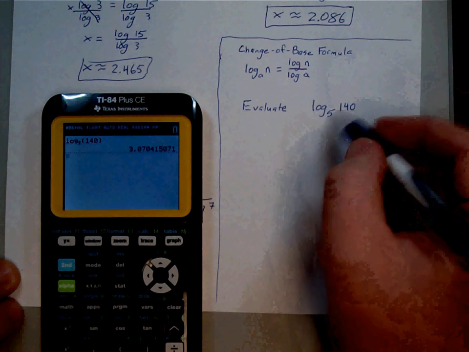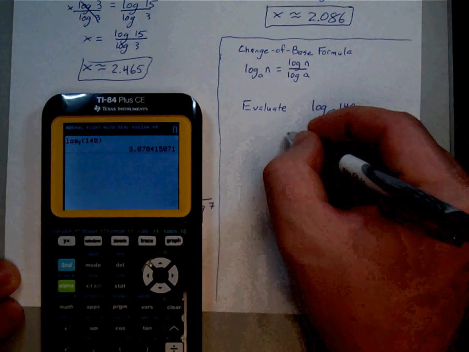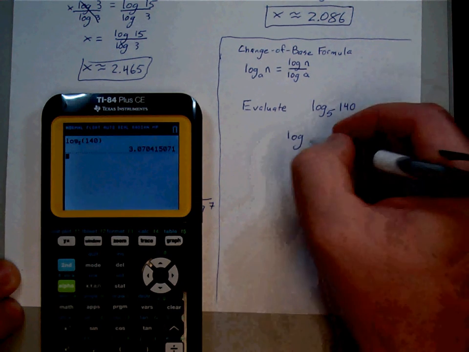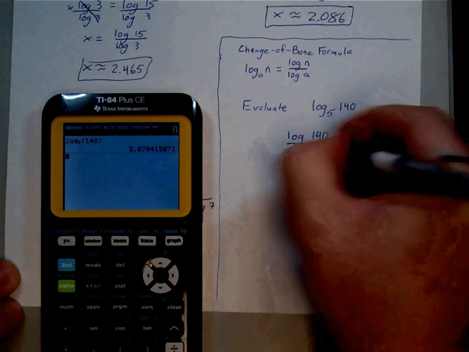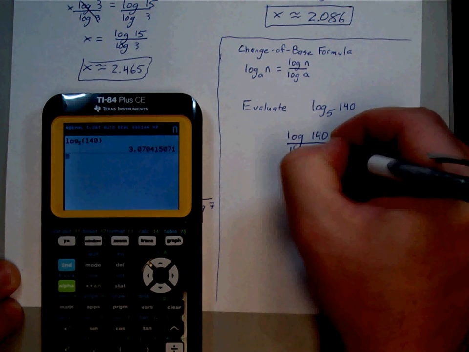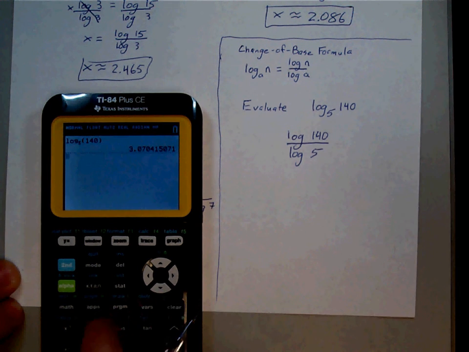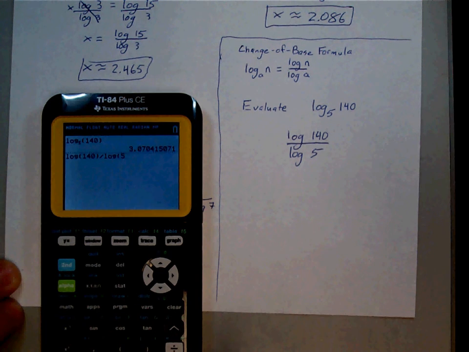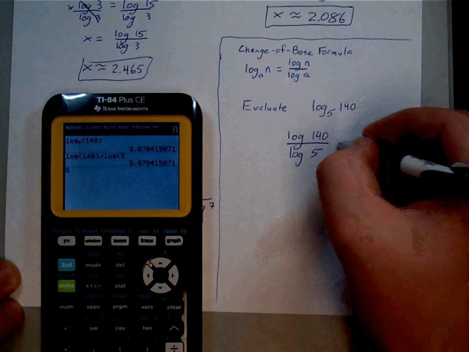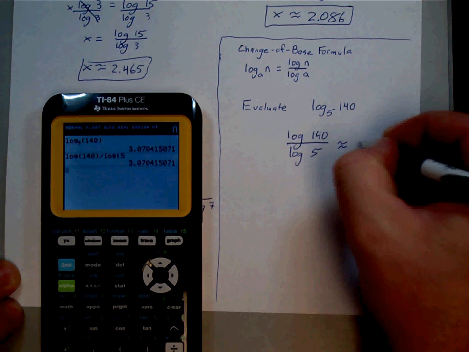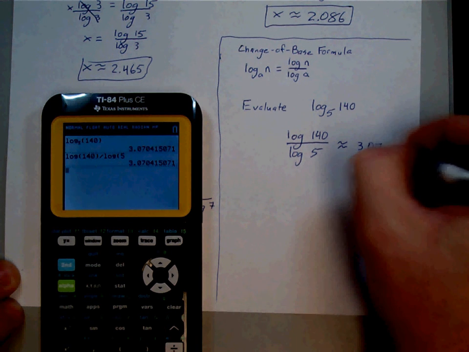But let's use the change of base formula. The change of base formula says you can say log of 140 and divide it by log of 5. Let's see if we get the same answer. Log 140, close my parentheses, divide by log of 5. I do get the same answer, 3.070.